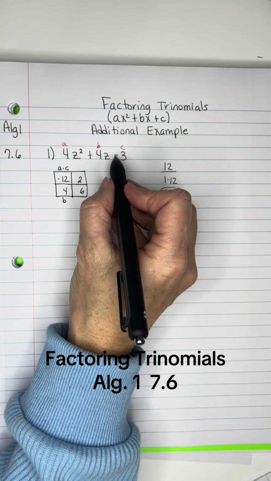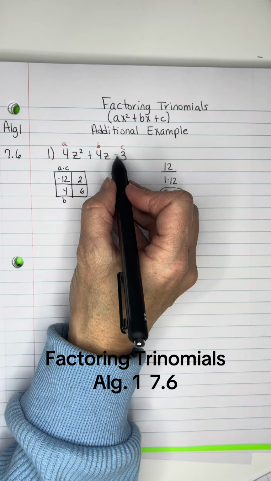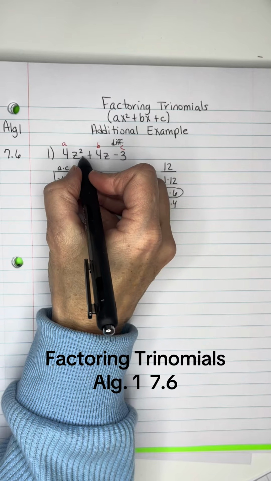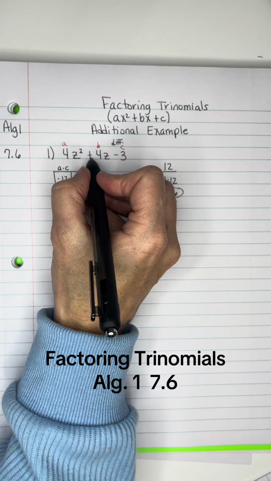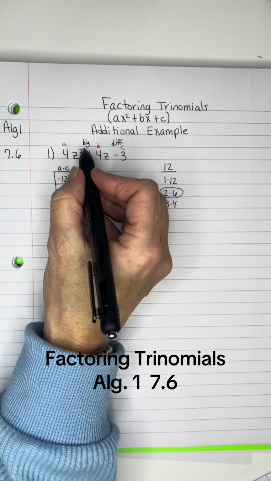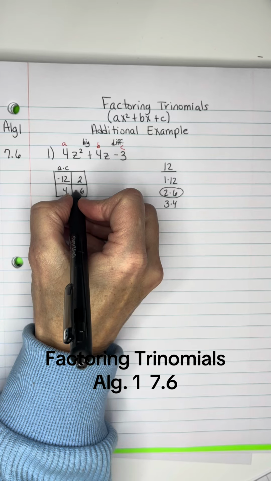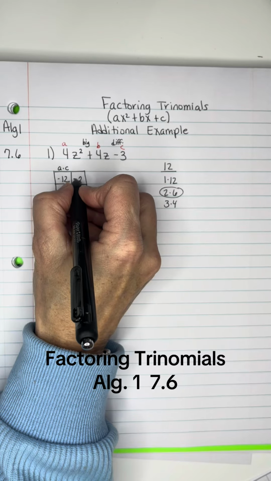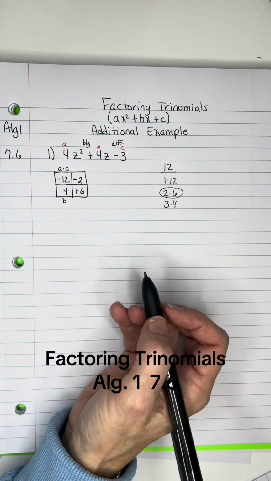I'll look here to my signs. If my C is negative, the signs must be different from each other. And I'll look in front of the B to see what they're going to be. The big one's going to be plus. So the big one is plus. 6 is bigger than 2, so he's the plus one. That means the 2 will be negative because the signs have to be different from each other.